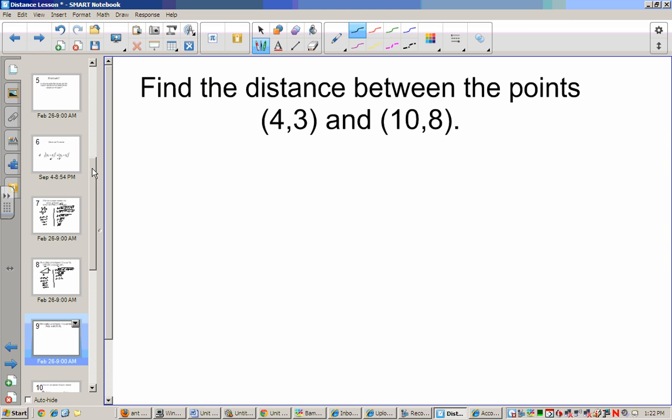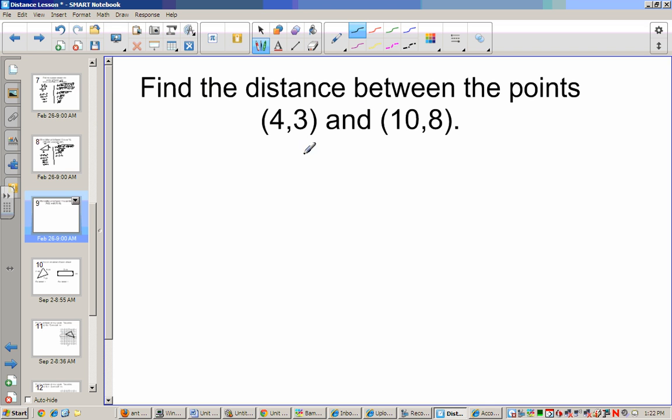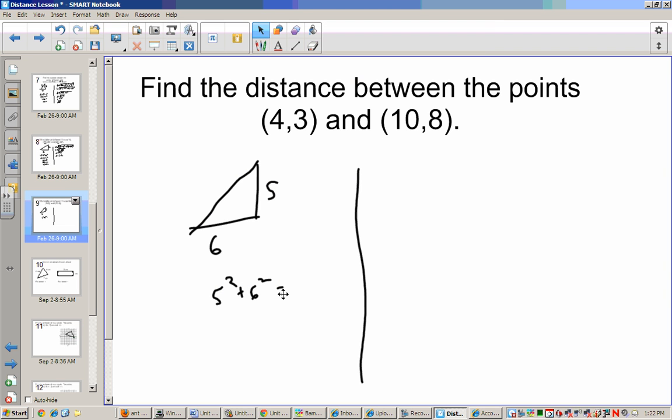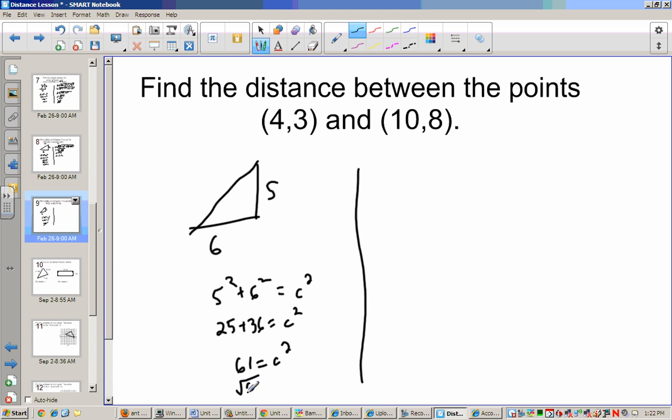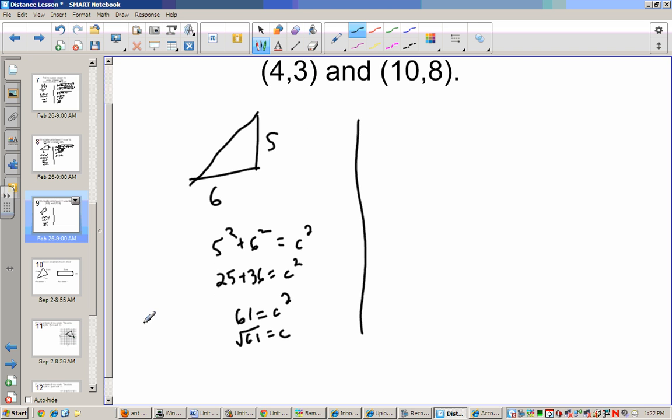All right, try this one on your own and see if you get the answer. That's 6 to the right, 5 up. So the distance between them is 5 squared plus 6 squared equals c squared. And so that's 25 plus 36, which is 61. So we'll take the square root of 61, which is 7.8.